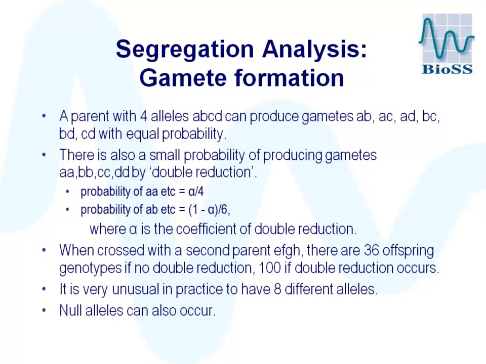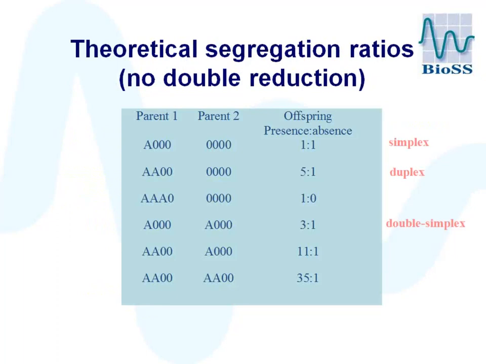So if you had a parent A, B, C, D, and you crossed that with a parent that had another 4 different alleles, E, F, G, H, then you could obtain up to 36 different offspring genotypes, even without double reduction. It goes up to 100 if you have double reduction. So it is quite complicated just in terms of all the combinations that you can observe. In practice, we tend to see a lot fewer alleles than this, but you do also have the complication that there may be null alleles at a marker.